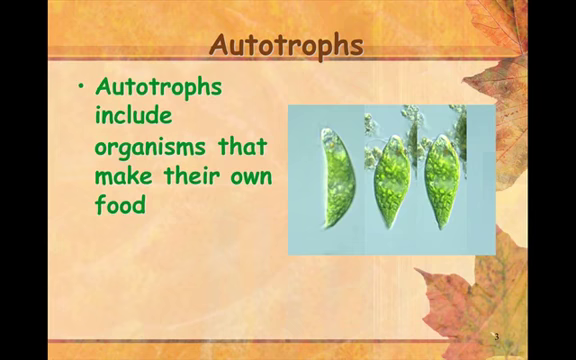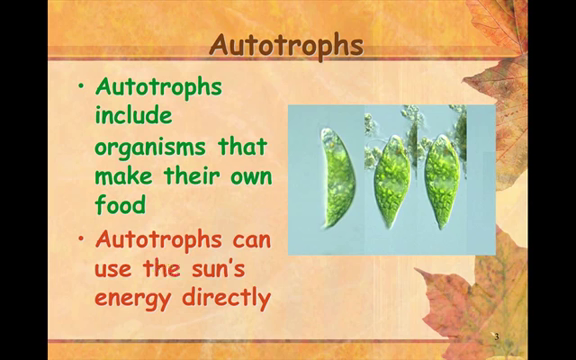Autotrophs include organisms that make their own food, and autotrophs can use the sun's energy directly. Most of the time when we think about autotrophs, we think about plants, but there are also animal-like protists called euglena that contain the green pigment chlorophyll, and those also use photosynthesis to make energy.